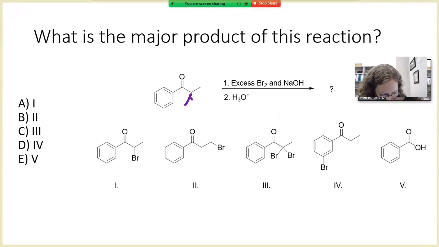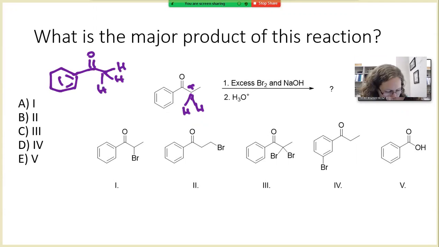We have our alpha protons, and we have our NaOH and Br2. In this case, we do not have a terminal methyl group. That's important because it means we're not going to be making a carboxylic acid as our final product. Only with a terminal methyl, for example, if you had this molecule, would you be able to convert this molecule into a carboxylic acid? So this one, we could use these same reagents and make a carboxylic acid as our major product.